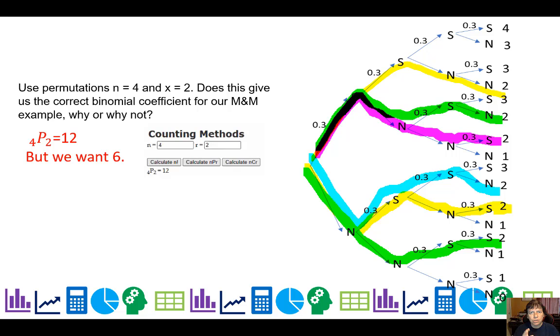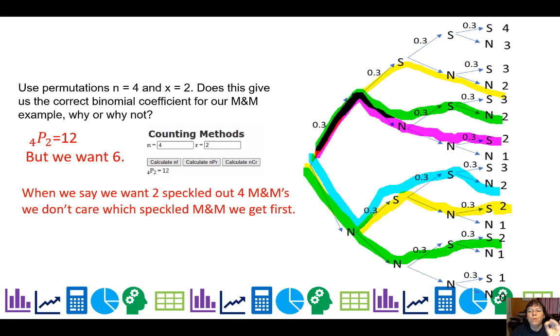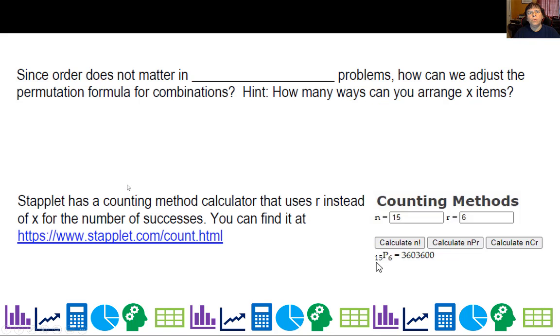Well, permutations is when order matters and we can tell a difference from one position to the next. But let's say I have the 2 speckled M&Ms in the first 2 positions. What I'm trying to say here is if I switch the M&Ms, they're still both 2 speckled in the first 2 positions. Those look the same to me. All right? So when we say we want 2 speckled out of 4 M&Ms, we don't care which speckled we get first. So the order of the actual things, the successes, doesn't really matter because they're all successes. Okay, so the types of problems where order doesn't matter, those counting problems are called combinations.